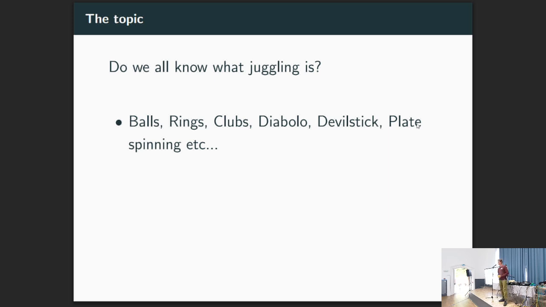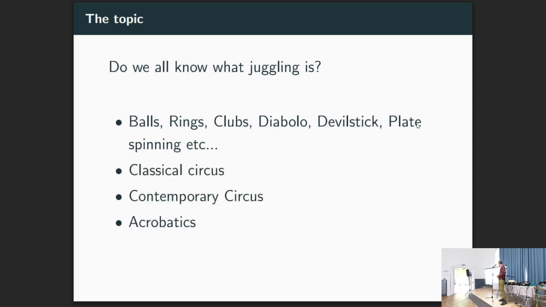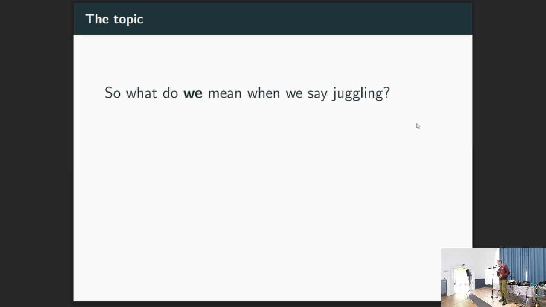One could be juggling with balls, rings, clubs, but there's also these things, diabolos, you might remember them from way back when. They're like hourglass shaped. You could be using devil sticks or plate spinning. But then there's also all kinds of other types of circus. There's classical circus, there's modern circus with dance, there's clowning, acrobatics. I just want to be clear on what I mean with juggling. So together, we mean today this.